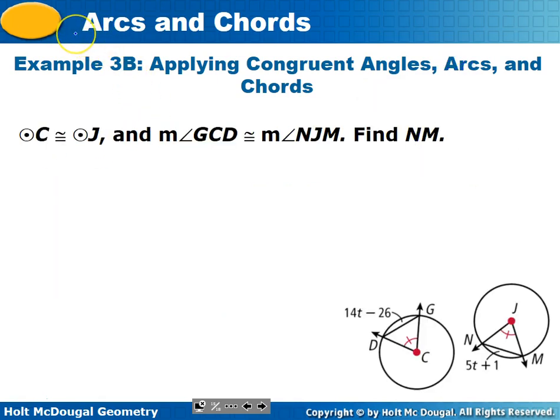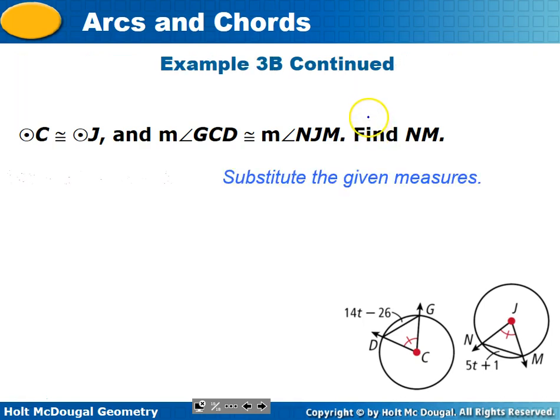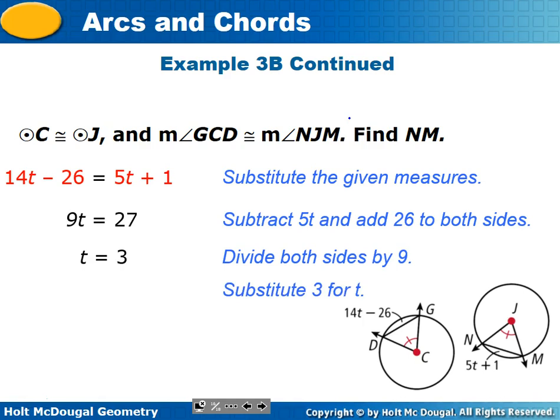All right, so let's look at the next one. On this one, we have that the two angles are congruent. So if the two angles are congruent, then the two chords are congruent. So here again, we're going to set them equal to each other, and we're going to solve the problem. When we do that, we're going to subtract 5t from 14t. That gives us 9t. We're going to add 26 to 1. That's 27. We're going to divide both sides by 9. That gives us 3. Then we're going to plug that 3 back in. And again, we're looking for nm. So 3 times 5 is 15, plus 1 is 16.